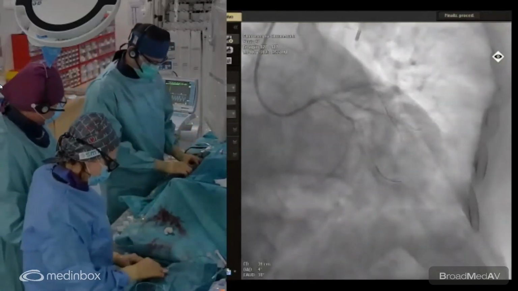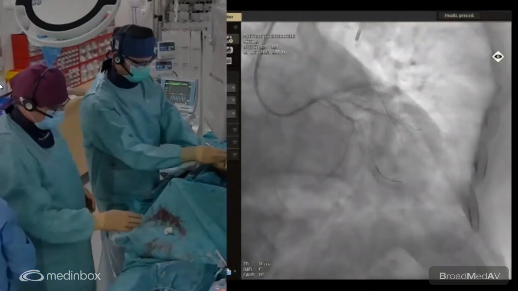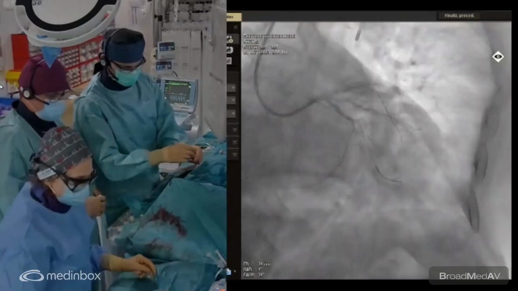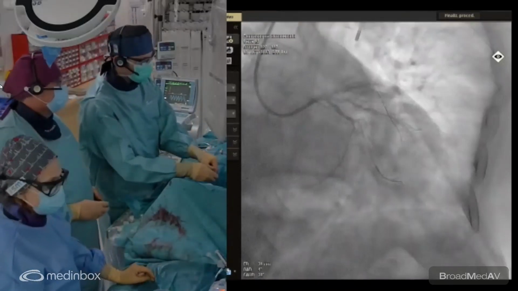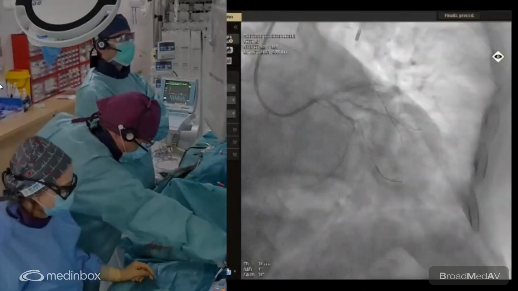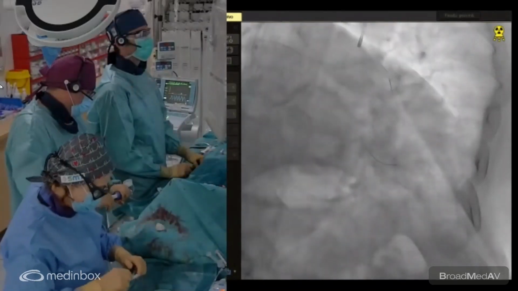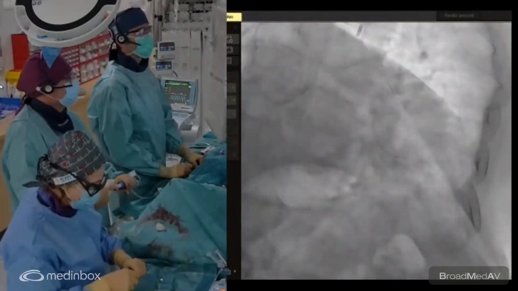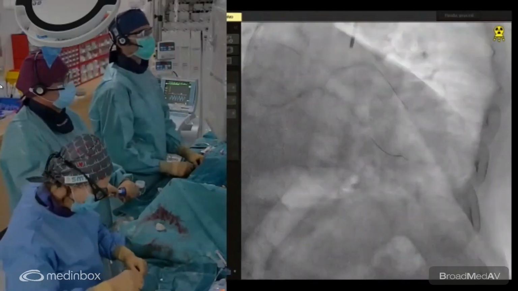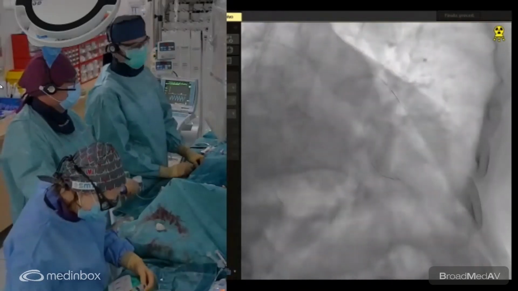Can we have a 2.0 balloon? Yeah. We are using a 2.0 non-compliant balloon. 15, no? 15. Yeah. What you're seeing is a calcified plaque. 18. Okay, a calcified plaque with more tortuosity than the LAD. I think it has crossed a little bit more.